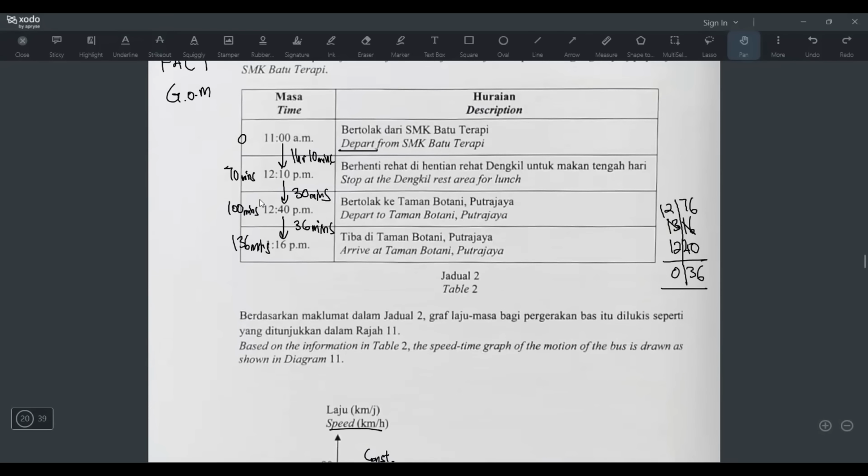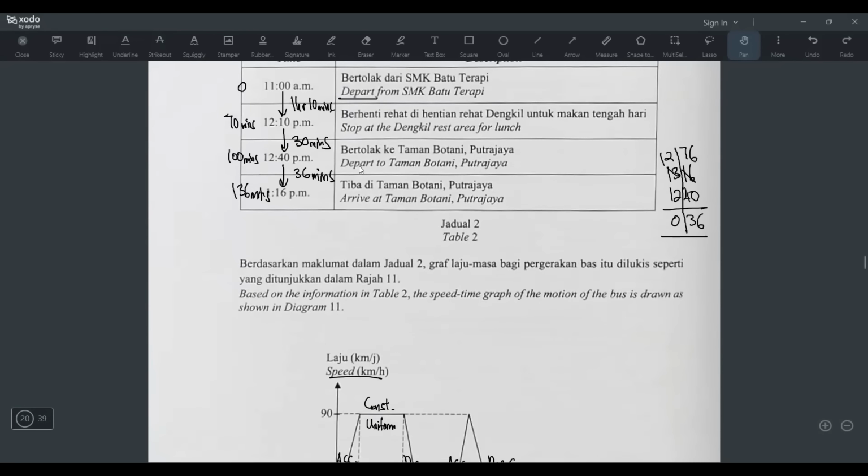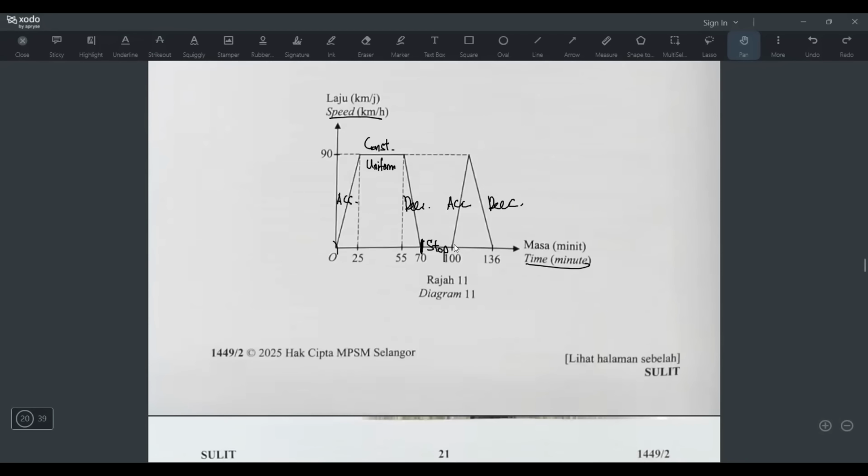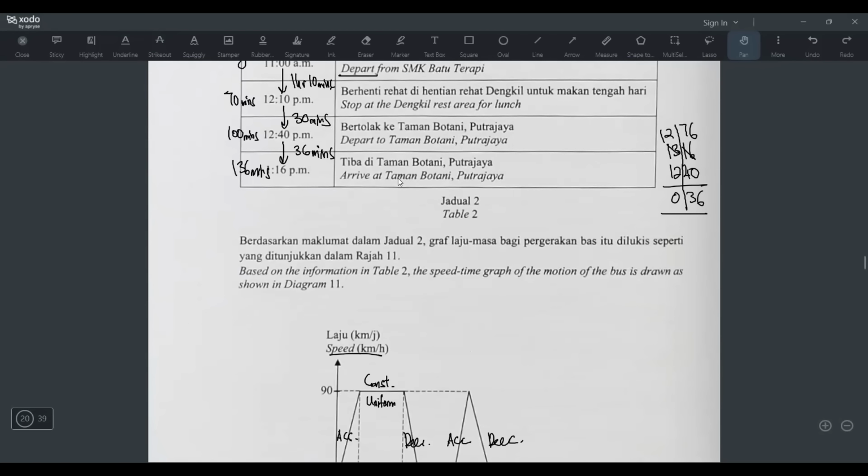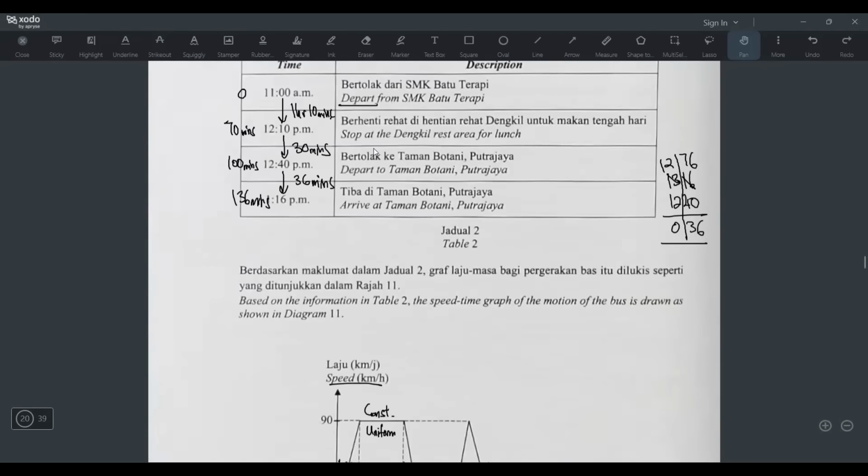Because if you look here, you see 70 to 100 it stops at the Dengkil rest area, right? So it matches with the story. And then after 100 it starts to depart again. You see? At 100 it starts to depart again, and then it accelerates, decelerates. And 136, that's when they arrive at the Taman Botani. Yeah, so the graph actually matches with the story.